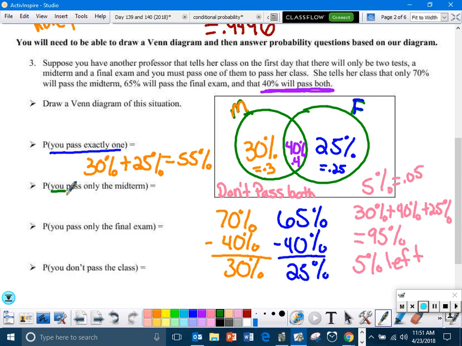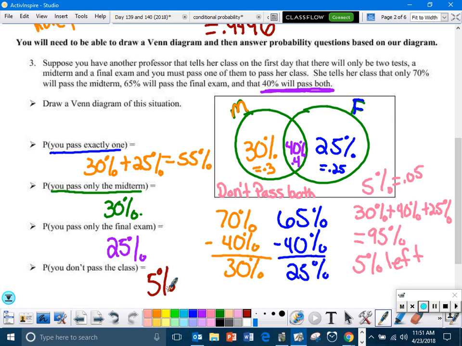Find the probability you pass only the midterm. Okay, well, that's the 30%. You pass only the final exam. That would be the 25%. You don't pass the class. Well, that would be 5%. 5% of the students will not pass her class.